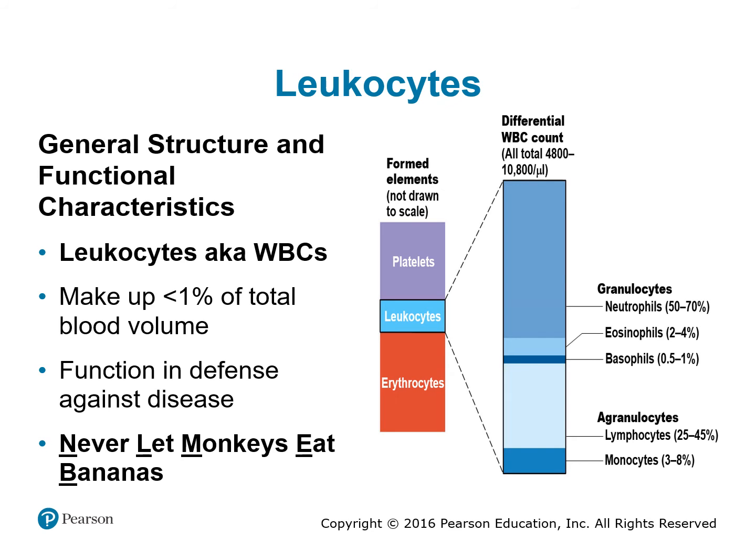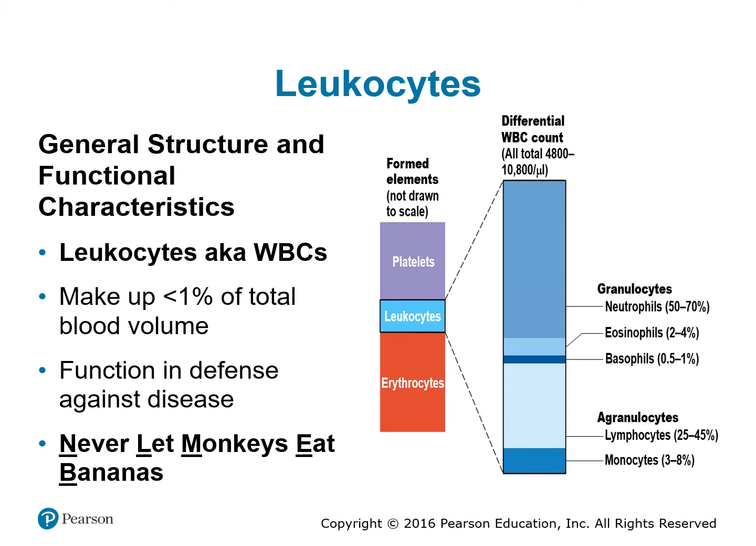Leukocytes can be grouped into two major categories. They can either be classified as granulocytes or agranulocytes. The granulocytes contain visible cytoplasmic granules, while the agranulocytes do not contain visible cytoplasmic granules.